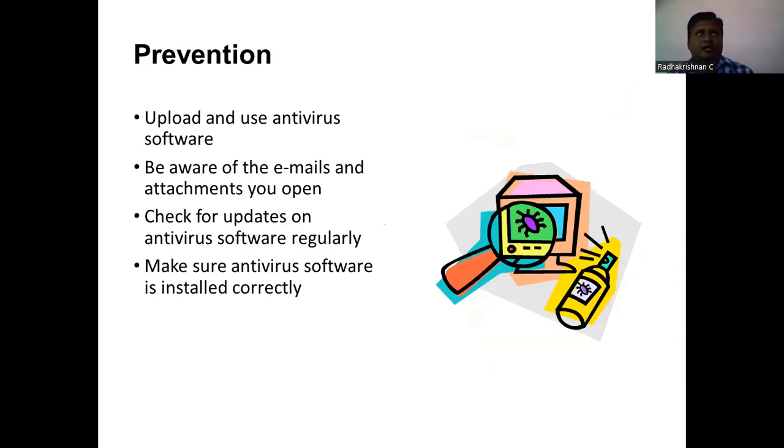So how to prevent your system from viruses: install and use antivirus software. Be aware of the emails and attachments you open. Once you open your mail and download the attachment, before that you need to verify whether the files are affected by a virus or not. Check for updates of antivirus software regularly, and make sure that antivirus software is installed correctly. These are the ways to prevent your system from being attacked and maintain it in a well secured manner.